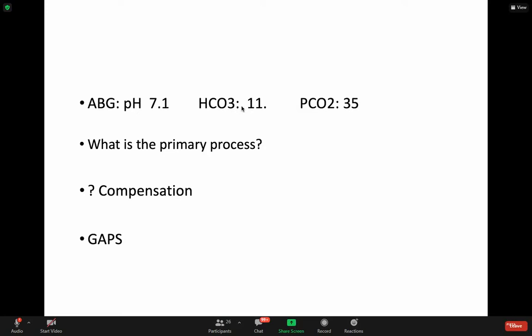كم المفروض ينزل البي سي او 2؟ 13 ضرب 1.2 صح ولا لا؟ كل واحد في البايكار بينزل يقابله 1.2 في البي سي او 2. إذا نزل 13 معناته هذا ينزل 13 multiply by 1.2 صح؟ ايه صح. يعني 16 نقطة المفروض ينزل. يعني ال 40 إذا نزلتها إلى 16 إذا ناقص 16 كم تصير؟ 24. البي سي او 2 المفروض يكون كم؟ 24 بس هو 35 صح.